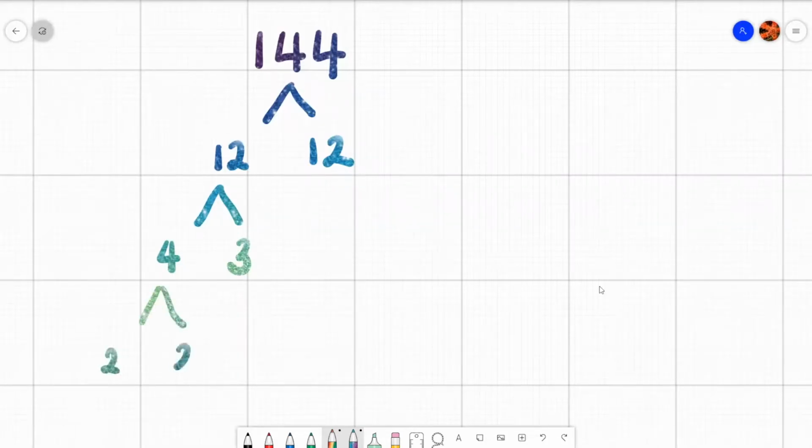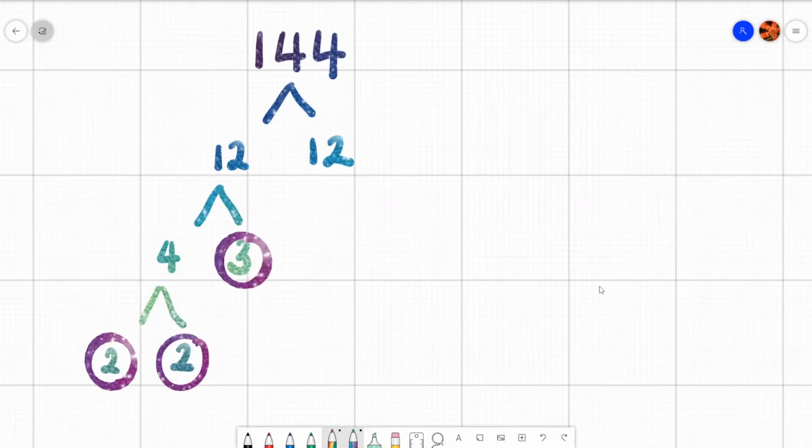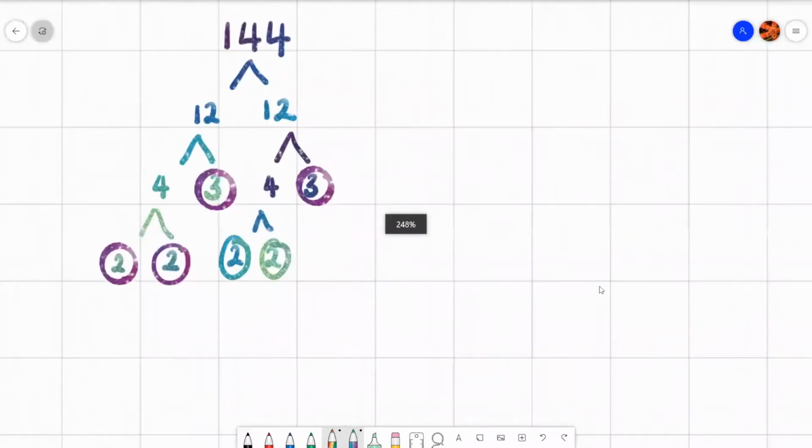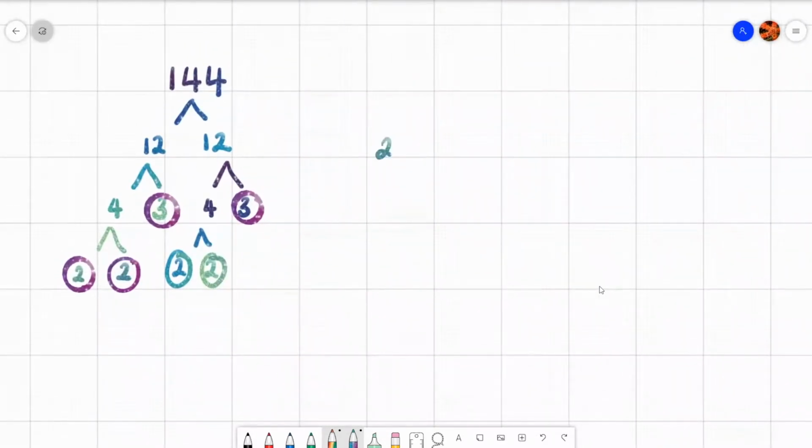I know 2 times 2 makes 4, and I also know that 2 is prime, so I can circle that and that stops there. 3 is prime, so I circle that, and that stops there. Well, I can split the other 12 up, and what I can do is 4 times 3 again. I just copy the exact same tree out because it'll work. 3 is prime, circle it, 4 is not, so 2 times 2. And the prime factors of 144 are 2 times 2 times 2 times 2 times 3 times 3.